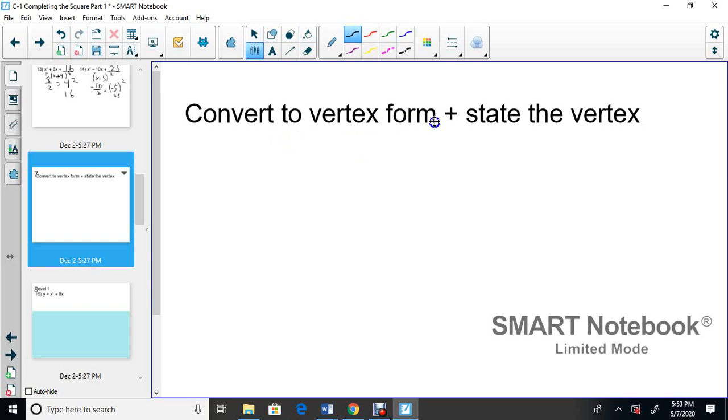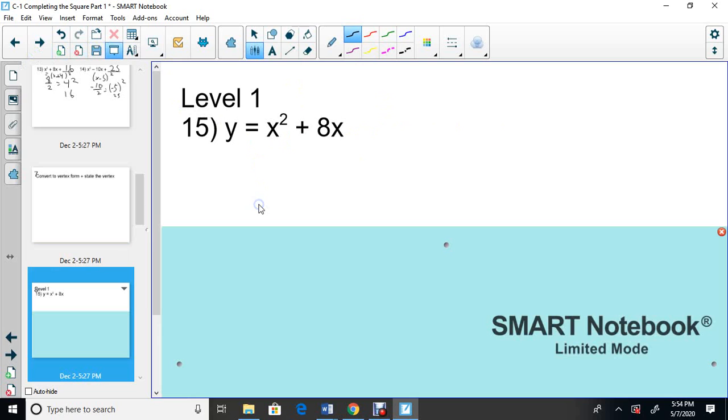Okay, we're going to convert to vertex form and state the vertex. So let's start with number 1. This is a level 1 question. We're going to build until we get to a level 4, the hardest one today. For the level 1 question, we have y equals x squared plus 8x. We want to turn this into vertex form.